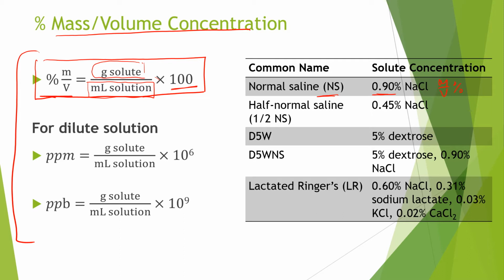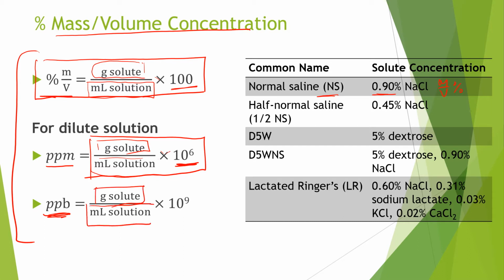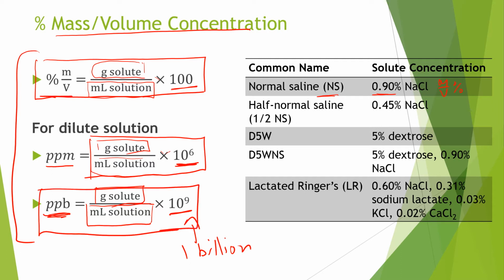For extremely dilute solutions, we use parts per million and parts per billion units. So how do we calculate parts per million? We take the grams of solute and divide by the milliliters of solution and multiply it by a million. So it gives us parts per million of any solute. And to calculate parts per billion of any solute, we take the grams of solute, divide by milliliters of solution, and multiply by 1 billion. This calculation gives us parts per billion of solute.